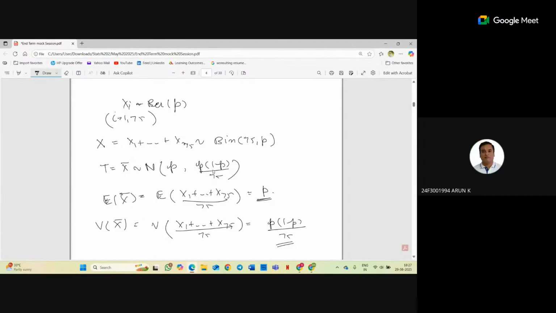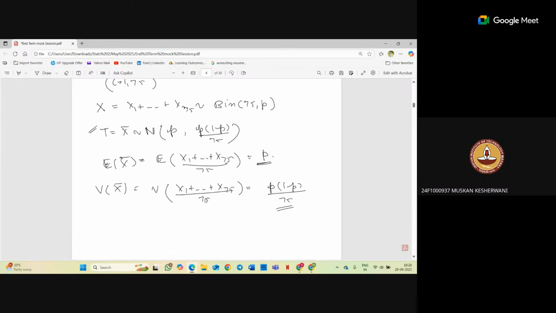Correct? So we have T, which is X bar, following a normal distribution with p comma... this is the step. Excuse me, ma'am, if we are taking a binomial distribution and the variance of a binomial distribution is np into 1 minus p, so it should be 75p into 1 minus p, no? No, just calculate this value.